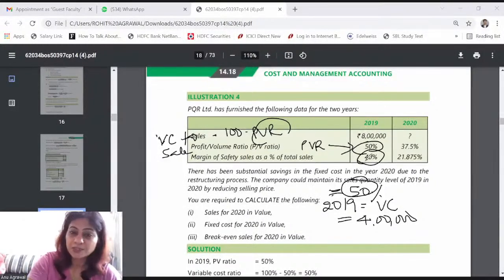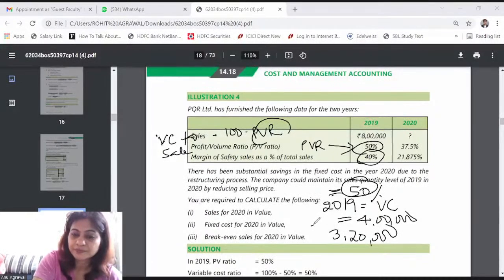So margin of safety sales as a percentage of total sales is how much? 8 lakh ka 40% is how much? 3 lakh 20. This is your MOS sales.